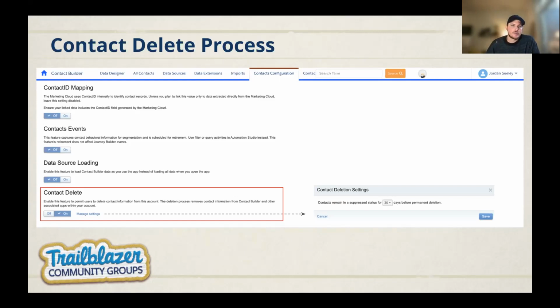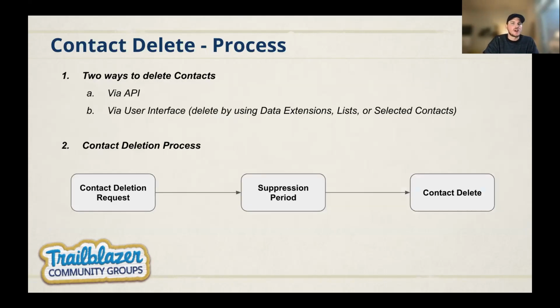And the default suppression period for the contact delete process is 14 days. I'll talk a little bit more about what this means for the overall contact delete process end to end, but know that the default is 14 days. That can range between 0 days, so you can move it from 14 down to 0, or you can move it as high as 30 days. So that's just something to understand, that you have the flexibility to change that suppression period associated with the contact delete process. All right, well, what is the contact delete process?